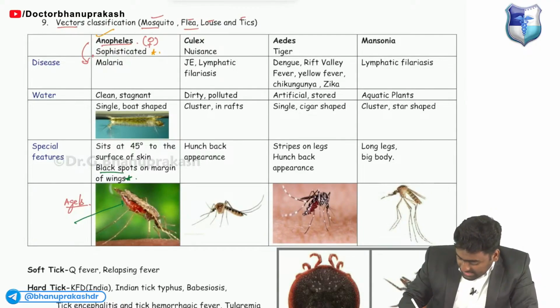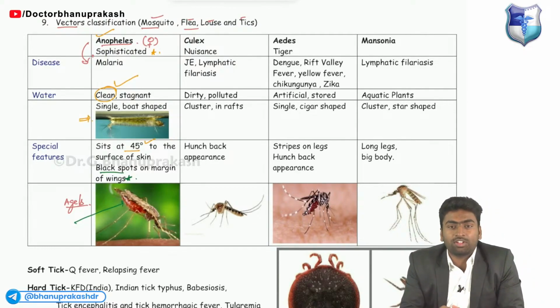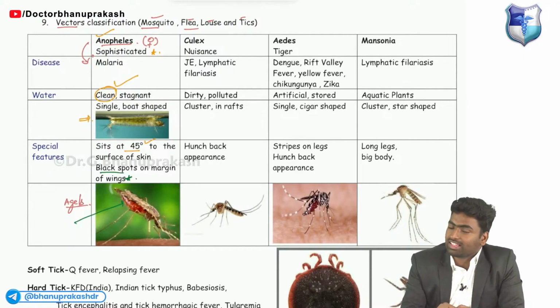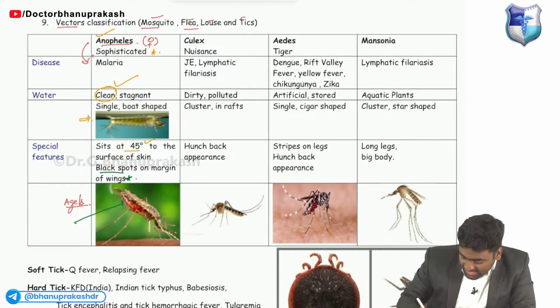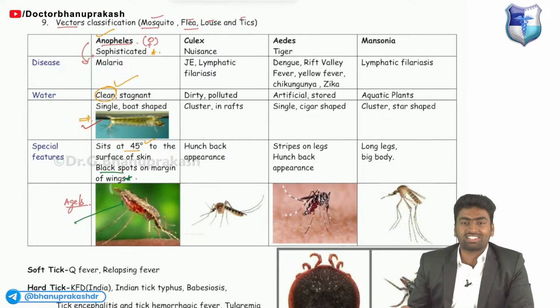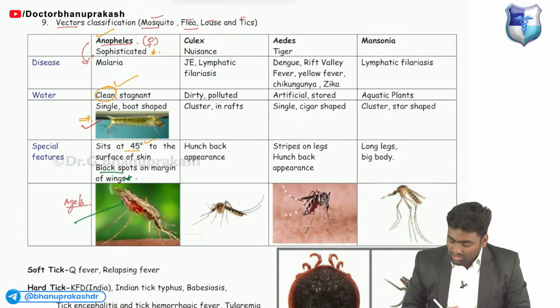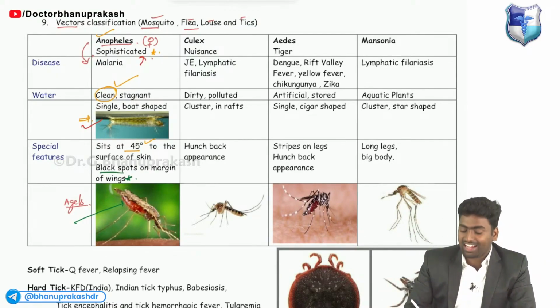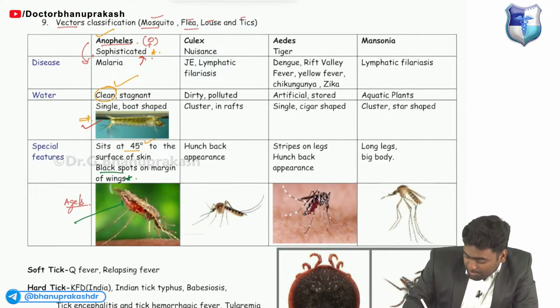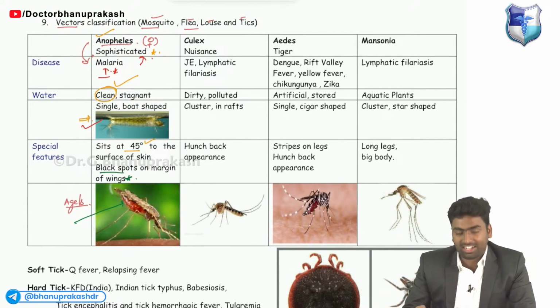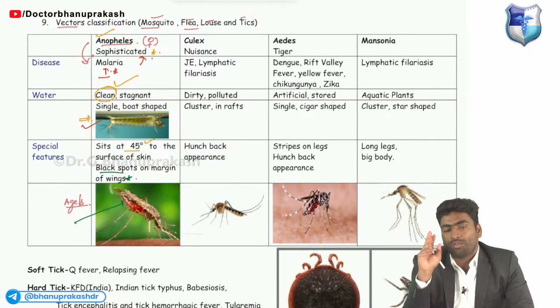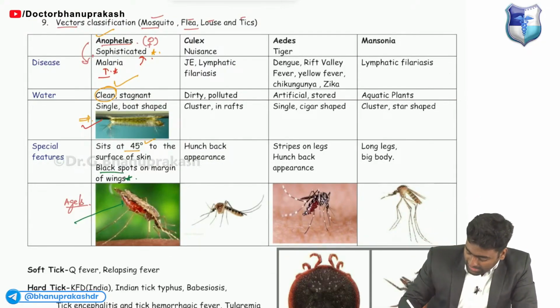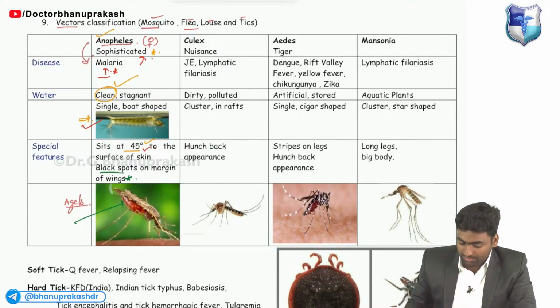Okay, and it sits at an angle of 45 degrees. And we know most girls are clean in nature, and if you ask whether they are single or committed, most of the time their answer will be that they are single. So they lay their eggs singly, and they are angels with special dots. They are very sophisticated, and they cause malaria. Remember, it is the female Anopheles mosquito which is responsible for malaria, and it sits at an angle of 45 degrees.